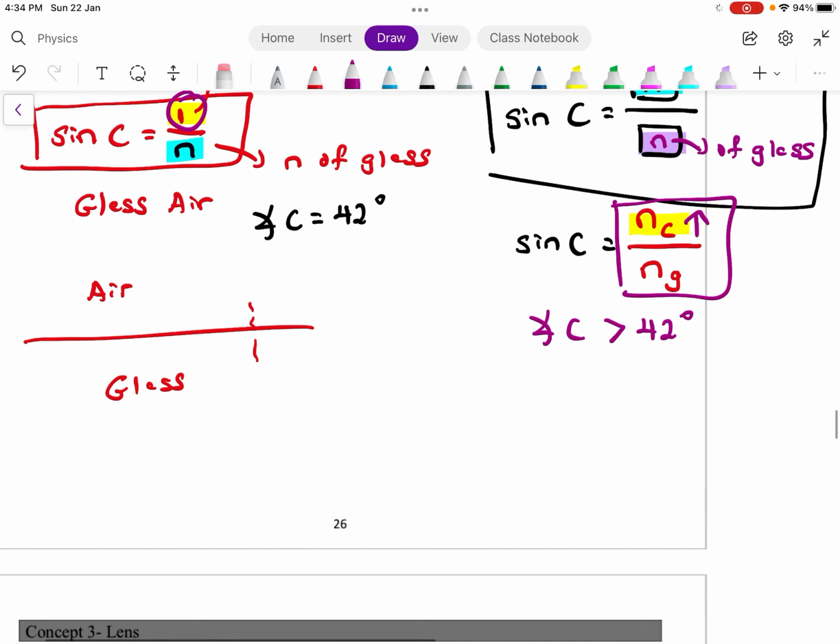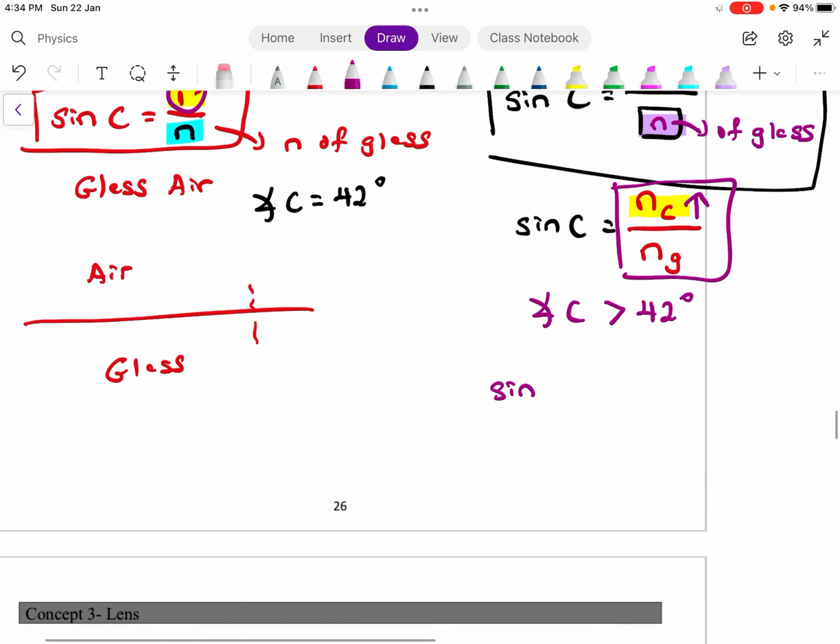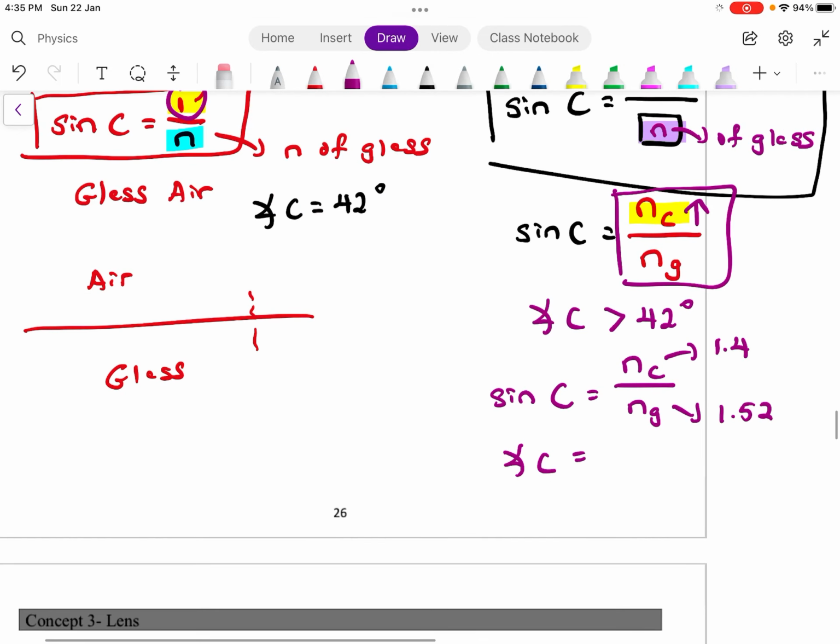Okay, if you don't believe, I can calculate for you. For example, sin C equals cladding over glass. Let me put down some numbers. The refractive index of cladding is 1.4. For the refractive index of glass, maybe I put 1.52. Let's calculate the critical angle: sine inverse of 1.4 divided by 1.52. You will get roughly 67.1 degrees. You can see that it's already more than your 42 degrees.